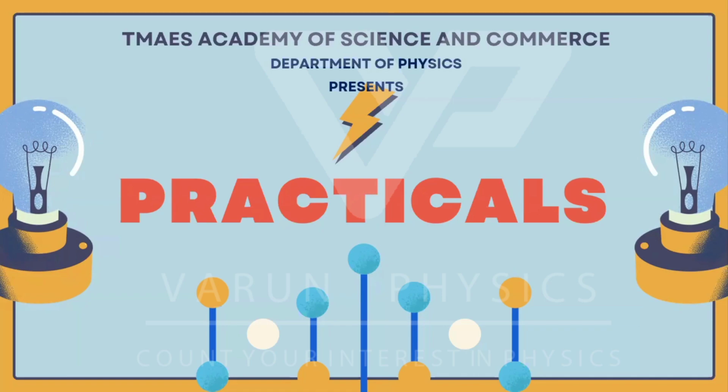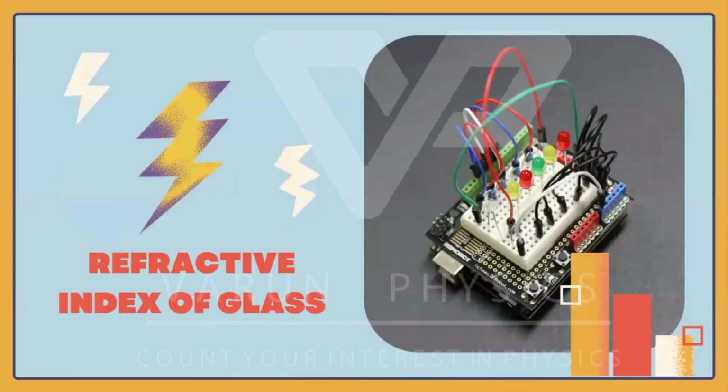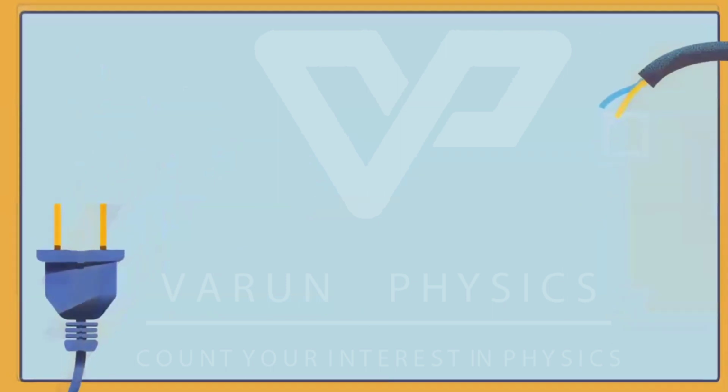Okay, basically these videos are made for the quick revision of the practicals for the upcoming 2024 practical examination. So in this video, we are going to do a quick revision of refractive index of a glass slab. Refractive index of a glass slab is basically a fixed one with respect to air. The value of refractive index of the glass slab is 1.5 with respect to air.